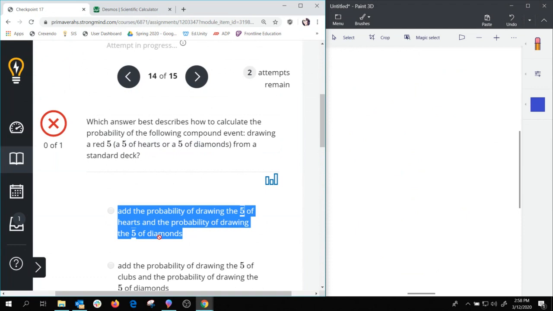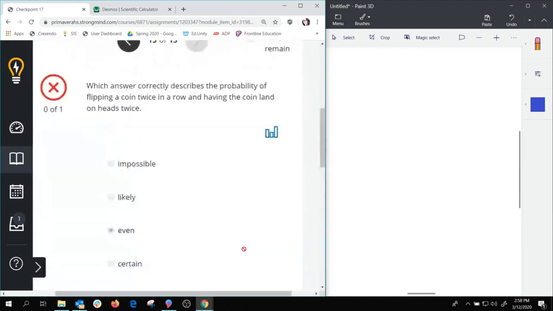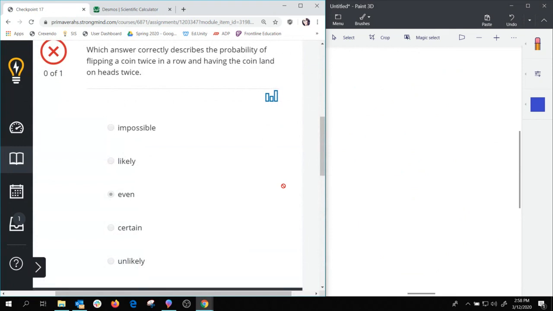Yeah, so double check it to make sure. Yes, one more. All right, which answer correctly describes the probability of flipping a coin twice in a row and having the coin land on heads twice? Okay, so just kind of talking about this, we're flipping the coin 2 times, right?